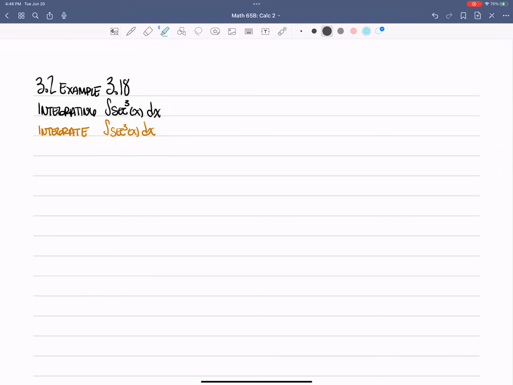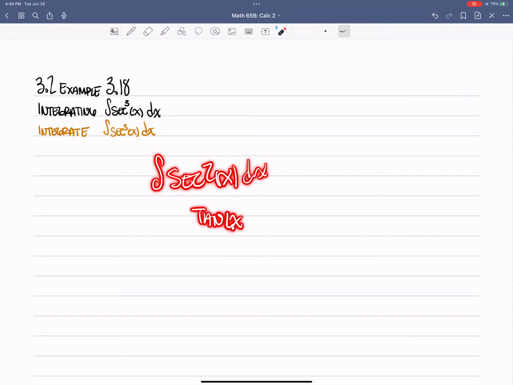Section 3.2, example 18, integrating secant cubed x dx. All right, so the derivative of secant is secant tangent. We don't have any tangents here. Oh, but we do have the integral of secant squared x dx, which ends up being tangent x. I think we could do something with that.